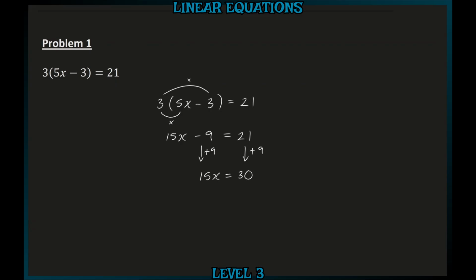To finish this off and remove the 15 from the left, we need to divide by 15 because this is the inverse of times 15, and we do exactly the same on the right. On the left the times 15 and the divide by 15 cancel out, which just leaves us with x. And on the right, 30 divided by 15 is 2. So our final answer to problem 1 is x is equal to 2.